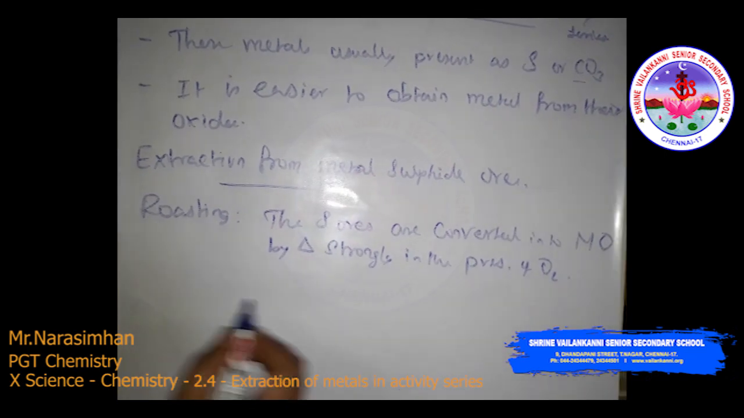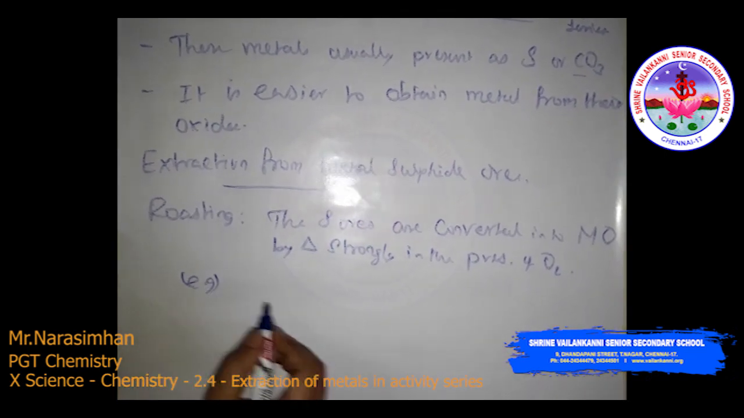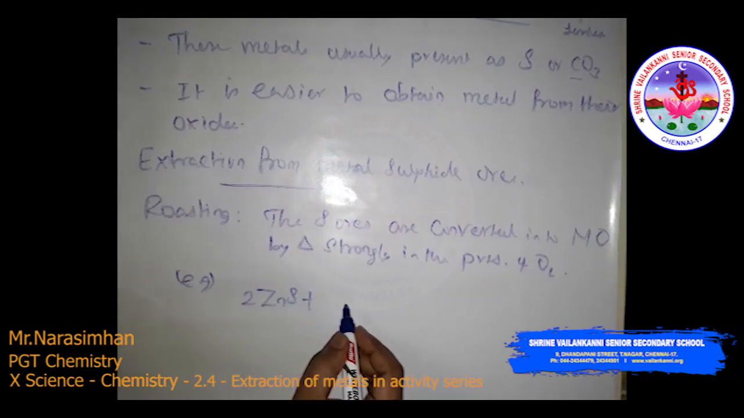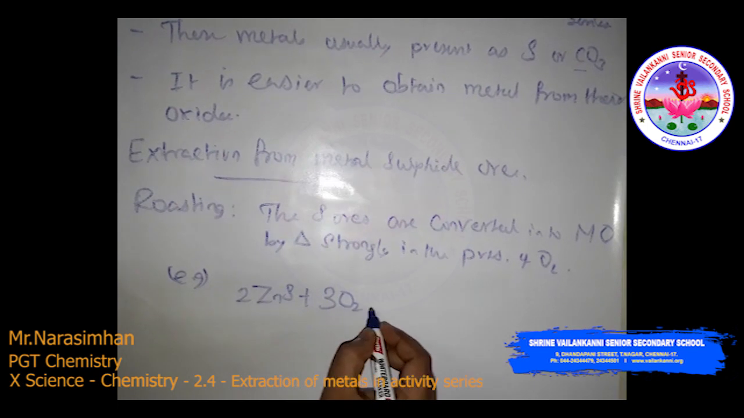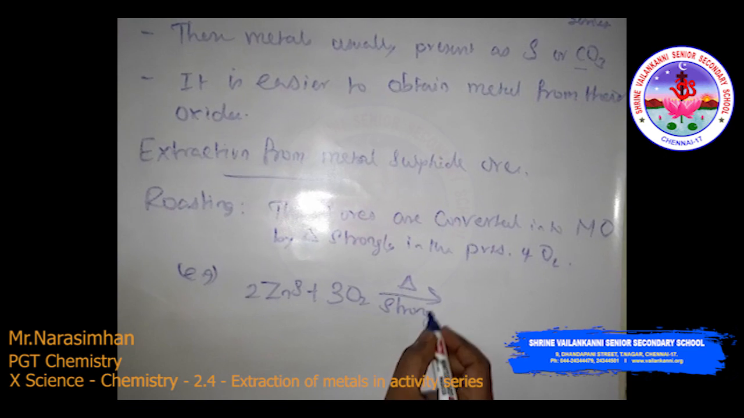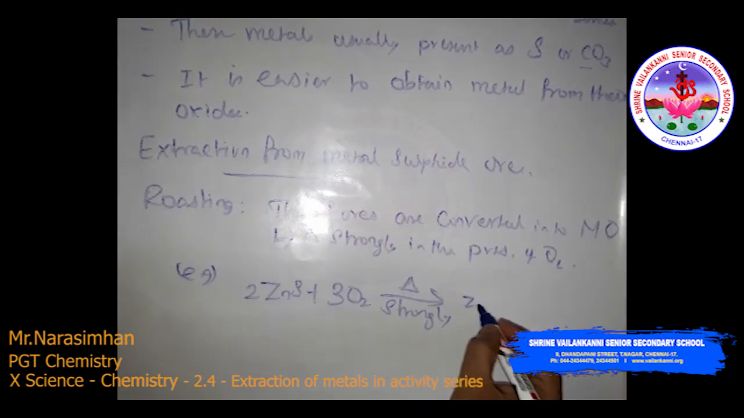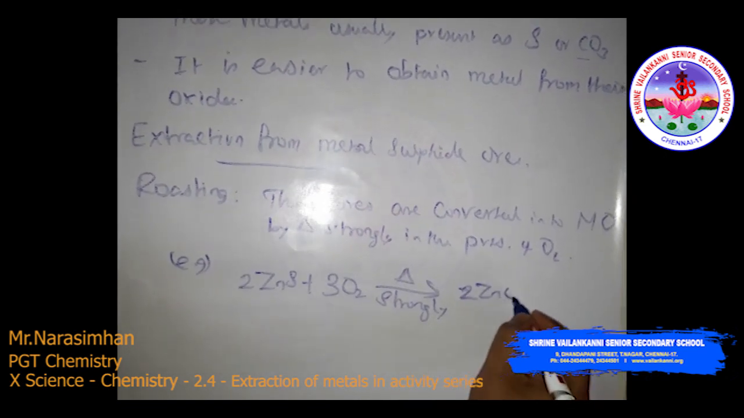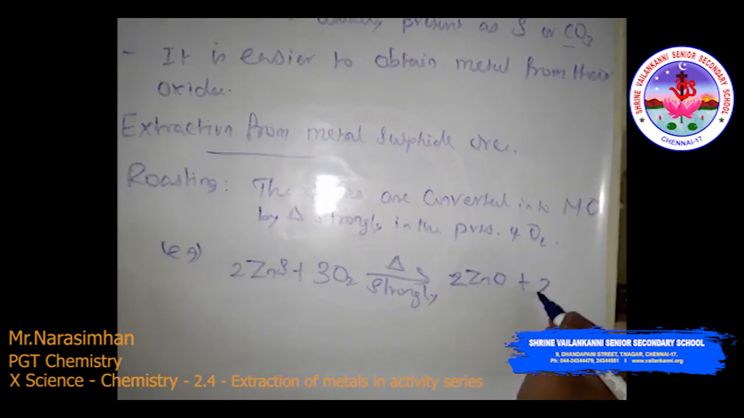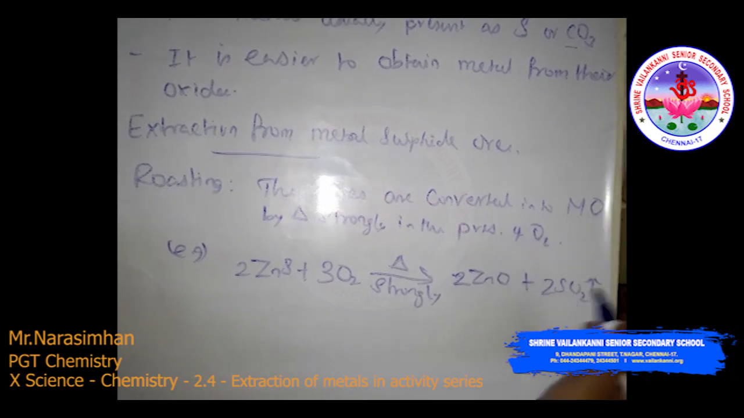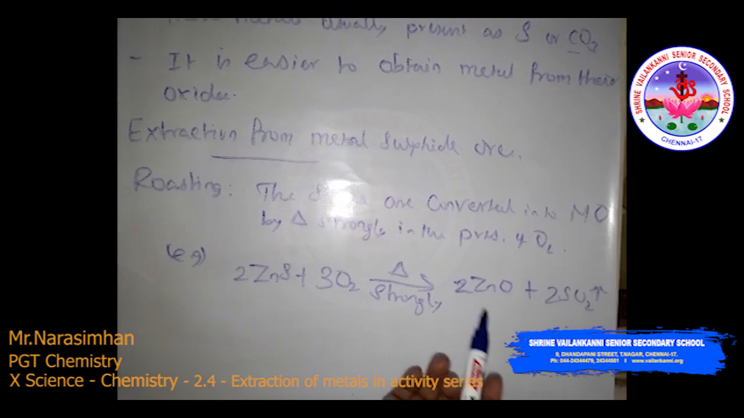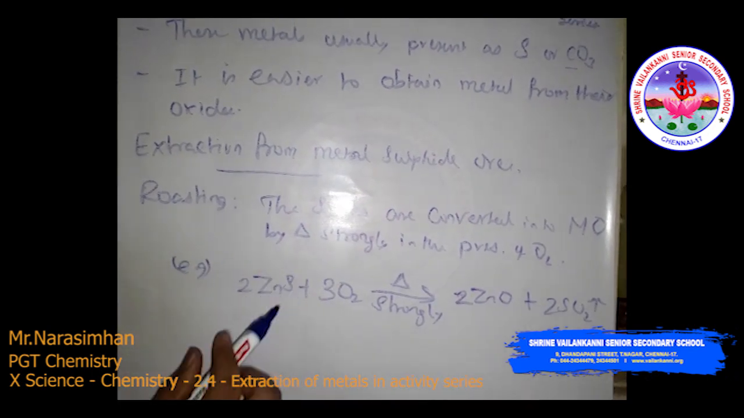Now the example equation is 2 moles of zinc sulfide, ZnS, in the presence of oxygen on strong heating, you will get 2 moles of zinc oxide. The sulfide ore converts to oxide, then sulfur dioxide. Further, the zinc oxide can be converted to pure zinc using a reducing agent. This is the roasting process.